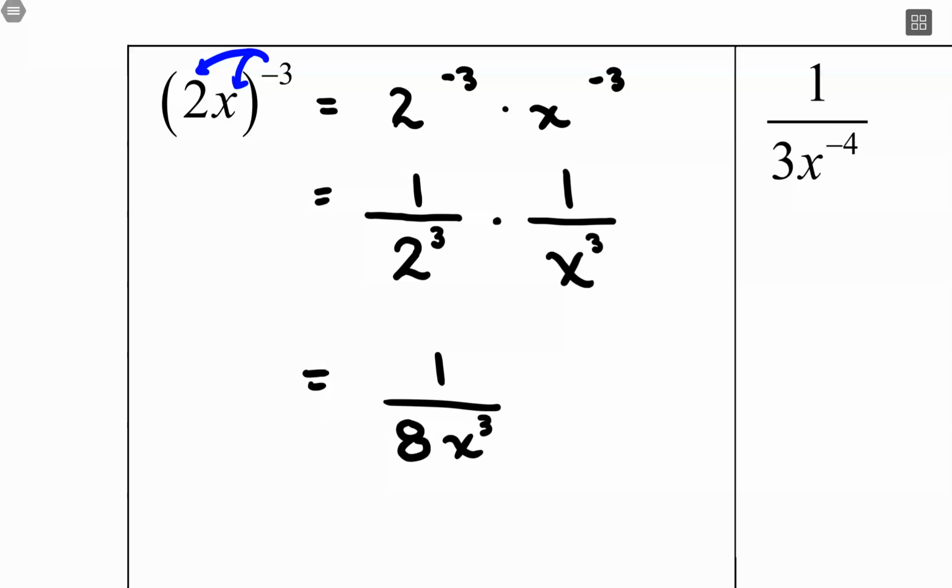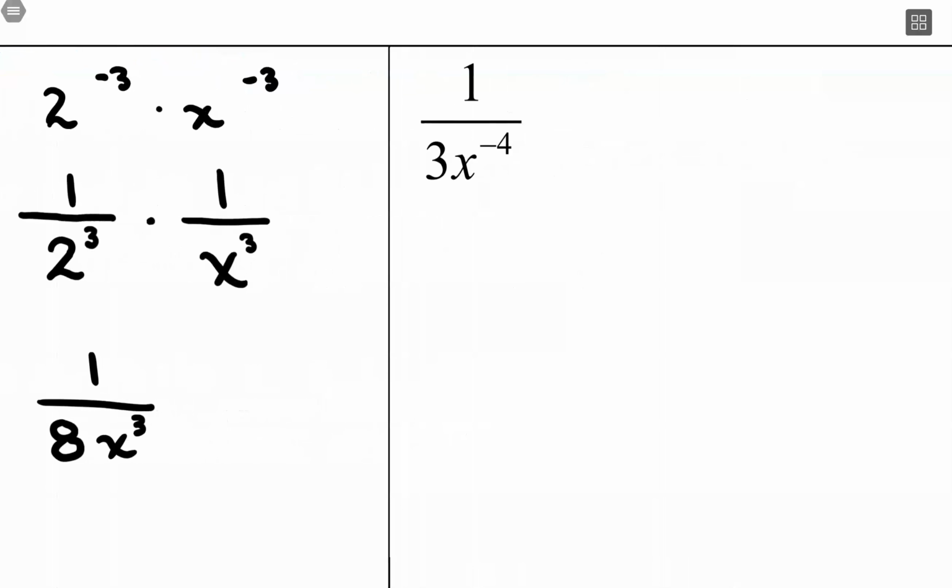And here's our answer. All right, 1/3 times x to the -4. Now, when we have these negative exponents, think about what it's actually affecting. So that 3 is on its own. This is 3 times x to the -4. So that 3 is going to stay put. It's not moving anywhere. So 3 is going to stay in the denominator. But then x, because that has an exponent that's negative, that's going to move to the numerator so that it can have a positive exponent.